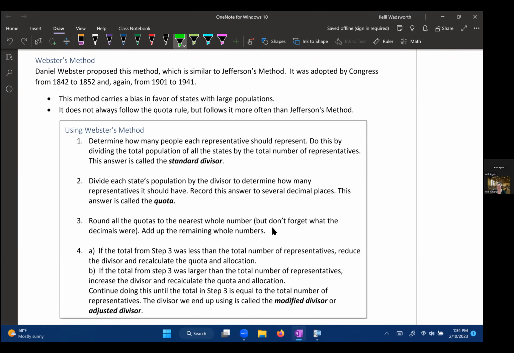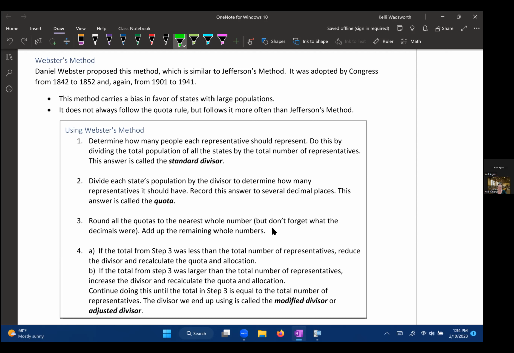But in this case, you start the same way. You determine the standard divisor by taking total population divided by total number of representatives. Then you decide each state's quota by taking the state's population and dividing by the standard divisor. And then with Webster's method, you just round those numbers to the nearest whole number. Don't forget the decimals. You never want to forget the decimals. But you round them all, and so you'll have these rounded quotas. That's what I would call them, the rounded quotas.